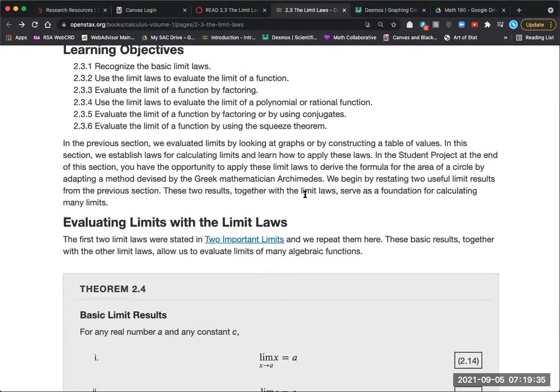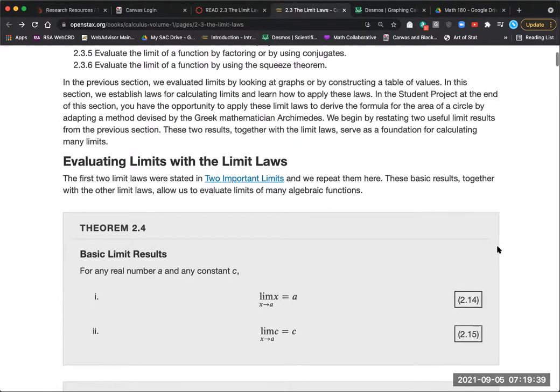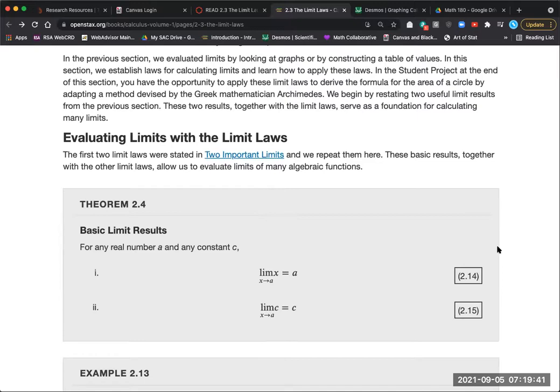What is happening as the x values approach a certain value, right? That's different than what's the value of the function at a certain point. It's what are we approaching? What does it look like it's getting close to?